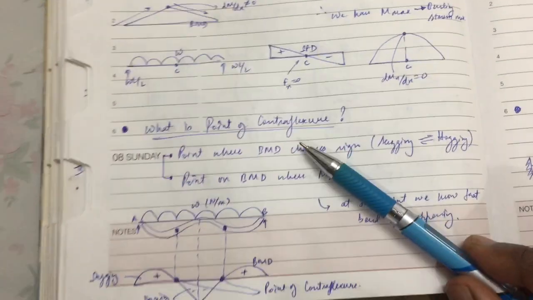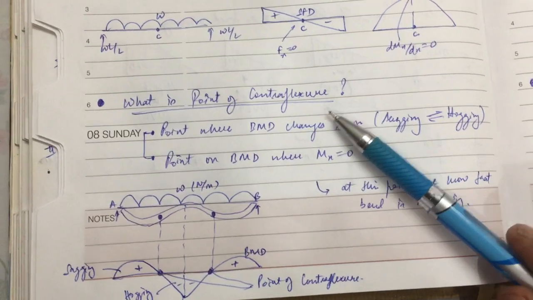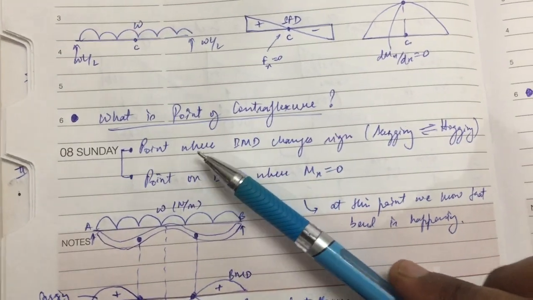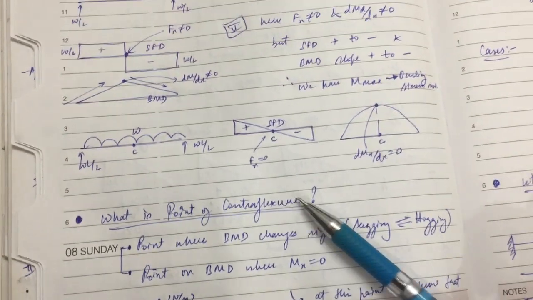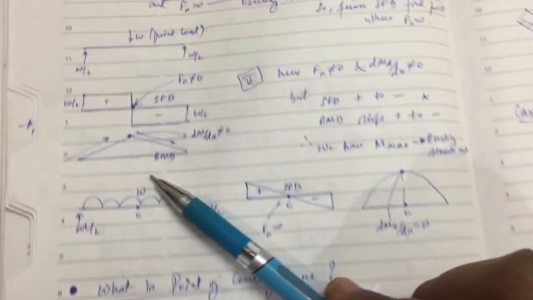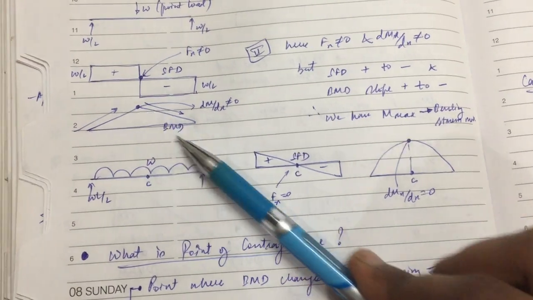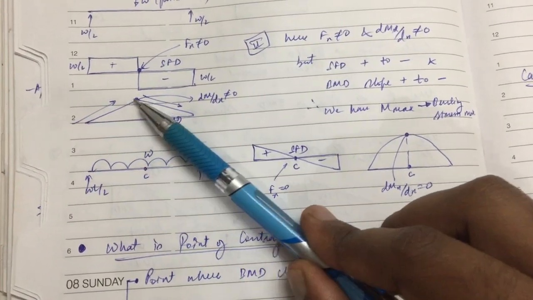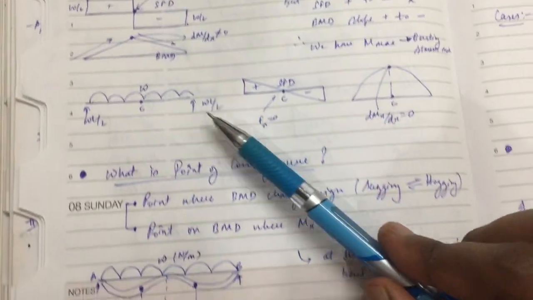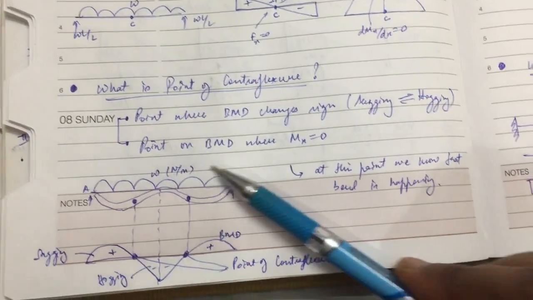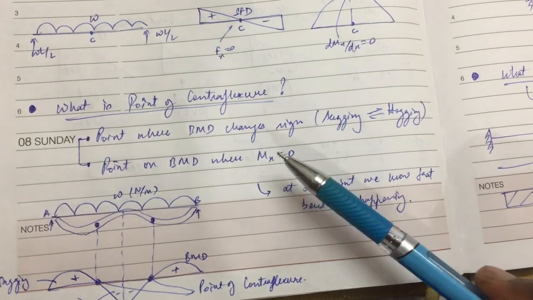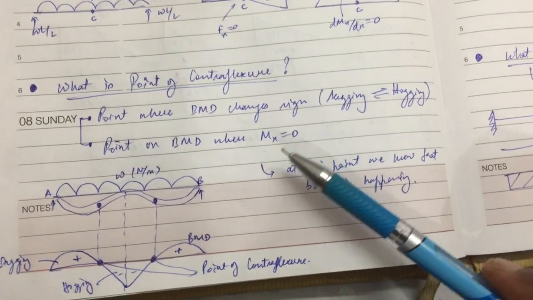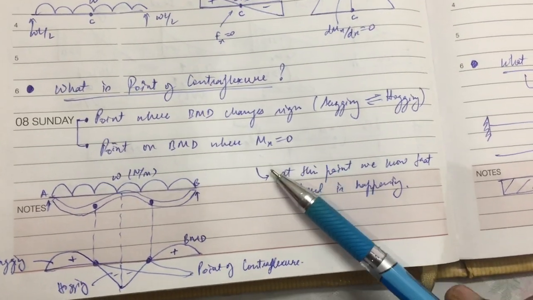Okay, and then what is the point of contraflexure? Point of contraflexure means the point where the BMD changes its sign from sagging to hogging. So as you can see, this is also a point of contraflexure, because the slope is increasing and decreasing. This is also a point of contraflexure. But also there is another case, the point on the BMD where the slope is 0. At this point also it's a point of contraflexure.